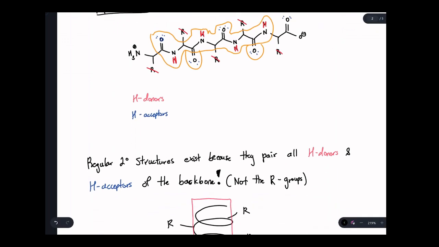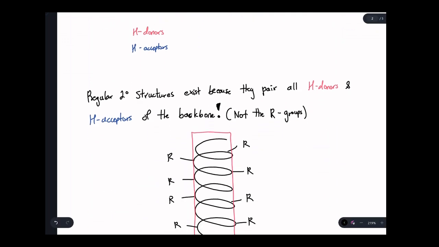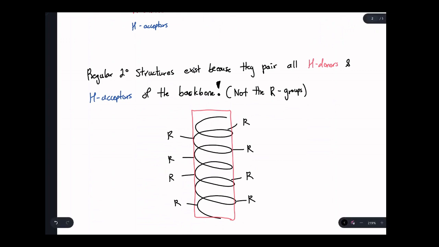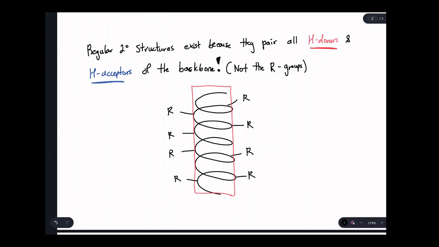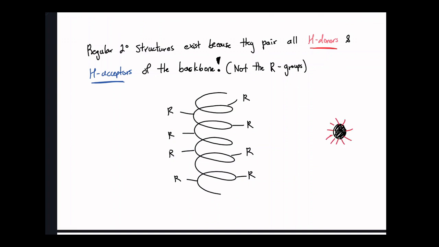And you may have guessed it, these regular secondary structures exist because they pair all of the H donors and all of the H acceptors of the backbone. So this is just a little diagram of what the helix looks like, right? Importantly, the R groups are all sticking out. So you have this core backbone area, and then the R groups are sticking out of the helix, right? From a top-down view, we can imagine all the backbone is in this circle, and the R groups are sticking out at different heights.